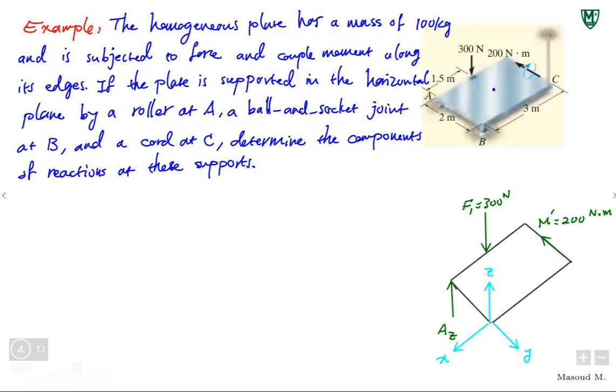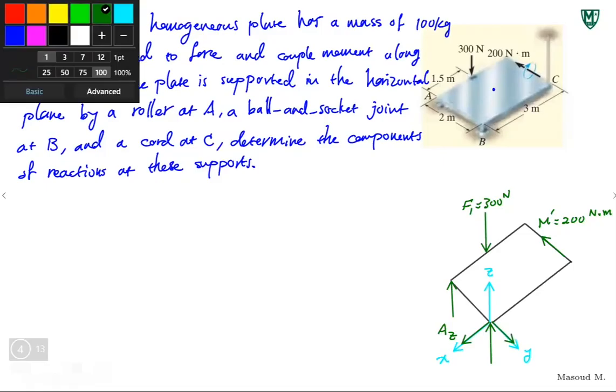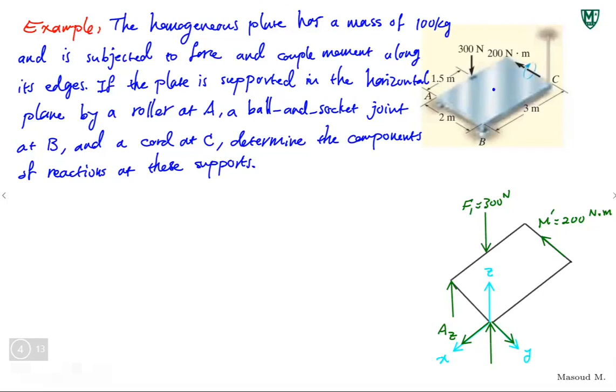All right. So looking at B, it is a ball and socket joint. We're going to put 3 components there. Obviously I'm just going to go with some default direction. So let's go with this one upward, this one in this direction, and this one in this direction. So they're all positive. I'll call this point B. Let's call this BX, this one BY, and this one BZ. This being point B.